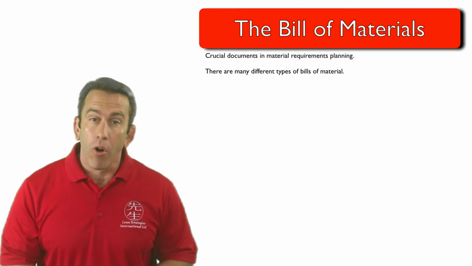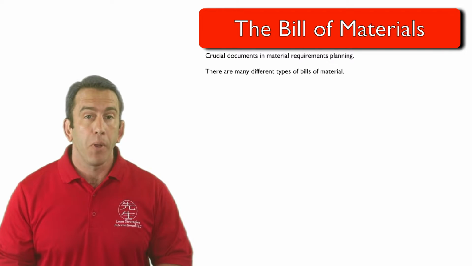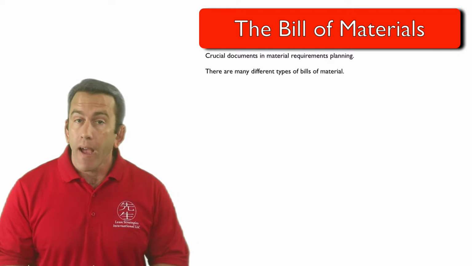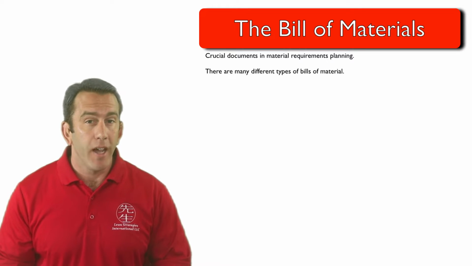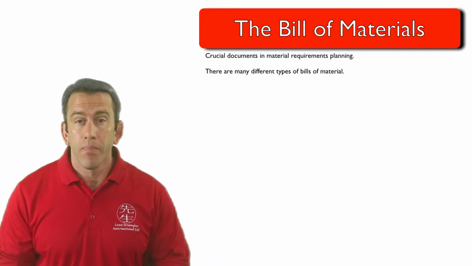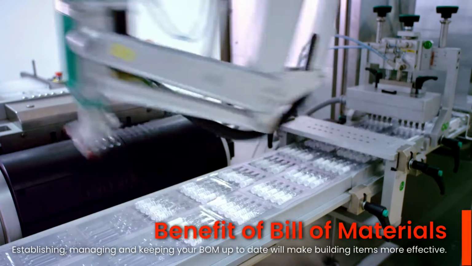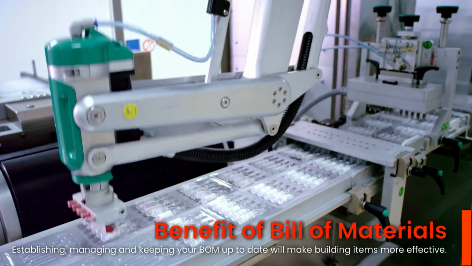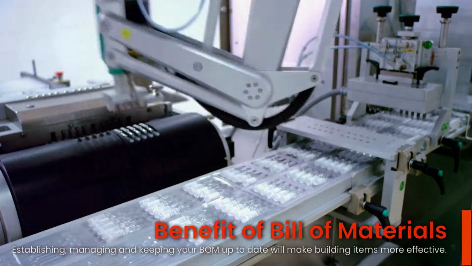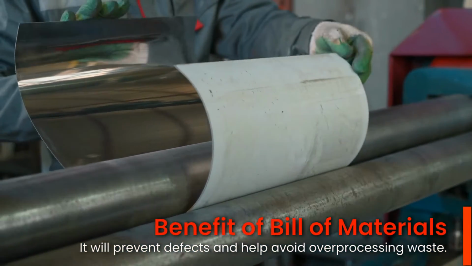Bills of material are among the most crucial documents in material requirements planning. There are many different types of bills of material, and we will cover some of the different types in the upcoming modules. Establishing, managing, and keeping your bills of materials up to date will make building items much more effective. It will prevent defects and help avoid over-processing waste.